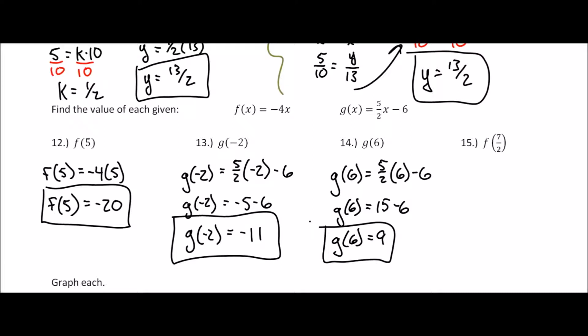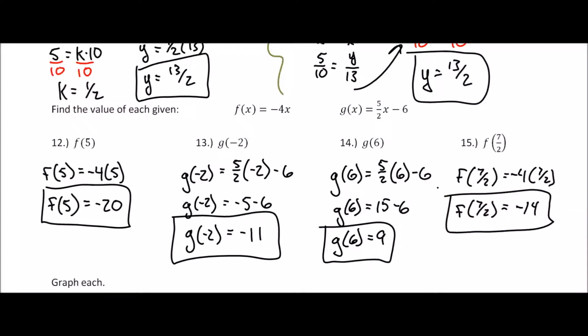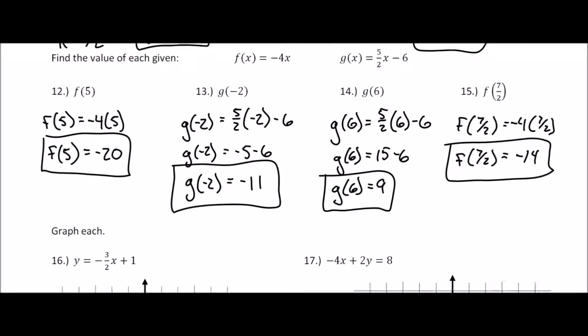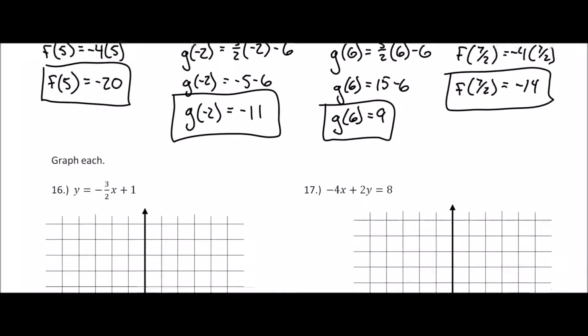The next one's asking me to plug a 7 over 2 in for the x in the f function. So f of 7 over 2. Saying, hey, plug a 7 over 2 in here. And now I'm just simplifying. A little bit of order of operations. And again, that mental math approach, you can either do negative 4 times 7 and get a negative 28, and then divided by 2 is a negative 14. Or do the negative 4 divided by 2 and get a negative 2, and then times the 7 and get a negative 14. Again, the fraction just means multiplication and division happening simultaneously, which means you can do the multiplication or the division first in that situation. But again, fraction bars are just division bars.